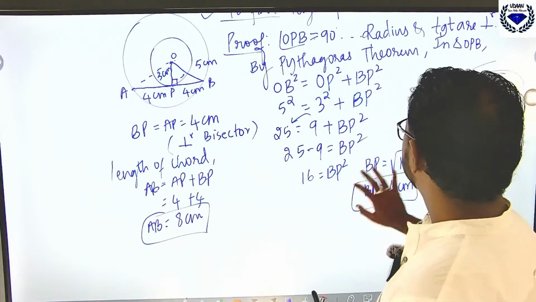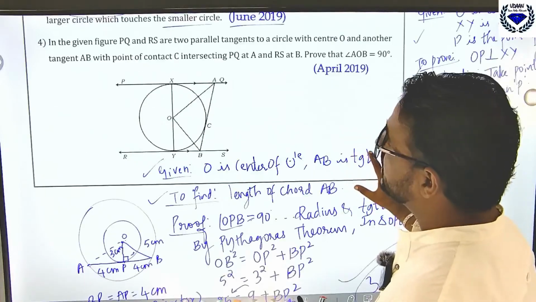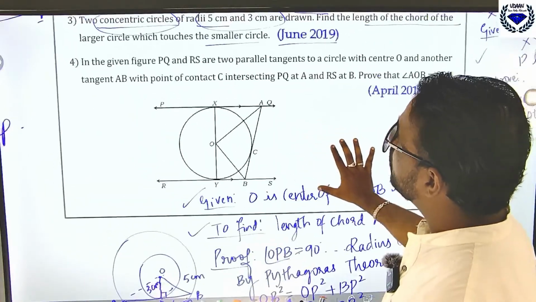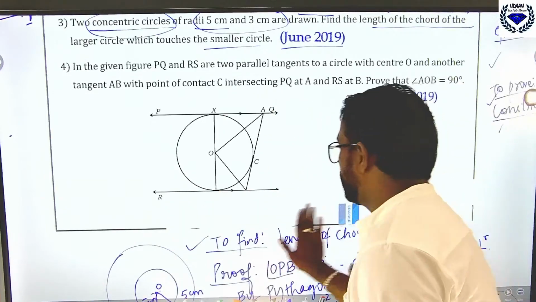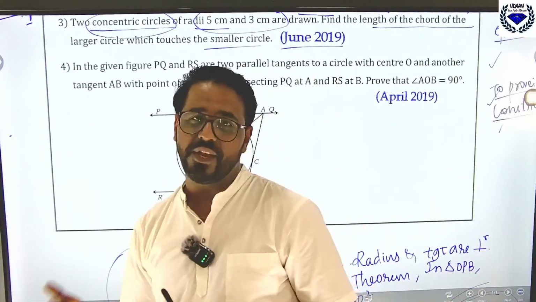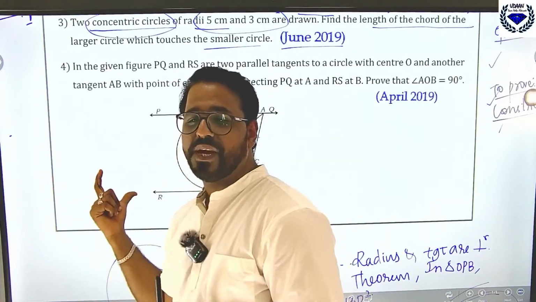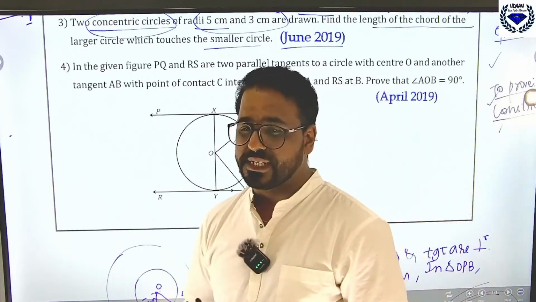Which is the next question, the last question? You can find here in the figure, PQ and RS are two parallel tangents. This is also very important when you are preparing for FA4 or FA3. If you have this concept, you can expect this question for 3 marks. It is the most repeated question.